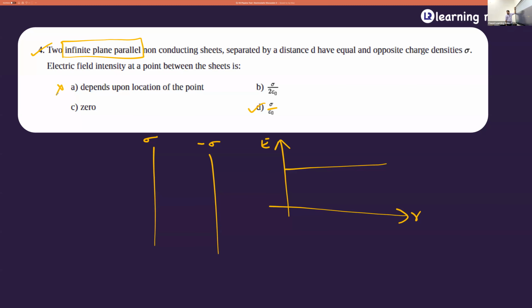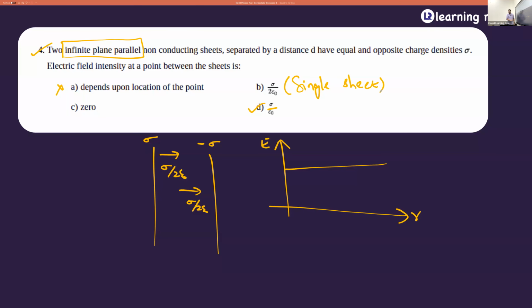Second one, they told it is sigma by 2 epsilon naught, but sigma by 2 epsilon naught is possible only due to one side of the sheet. So due to the positive sheet, it is going to be sigma by 2 epsilon naught. Due to the negative sheet also, it will be sigma by 2 epsilon naught. And both will be in the same direction, because due to positive charge, the electric field is away. Due to the negative charge, it is towards. So they both will be in the same direction. That is why they get added to give you a value of sigma by epsilon naught. So sigma by 2 epsilon naught would have been the right answer had they mentioned due to a single sheet.